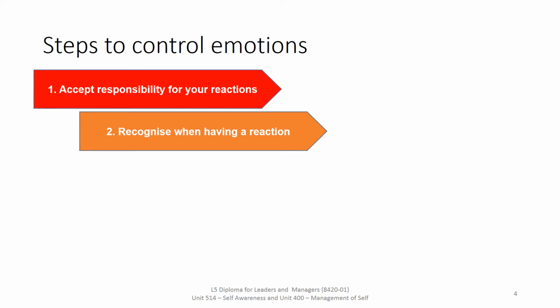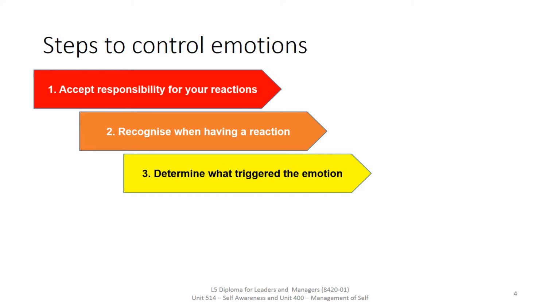And the third step, very important, is when we're determining what triggered that emotion. The sooner we recognise that we're having that emotion in step 2, the quicker we can identify if it is going to be a problem. So is it going to cause an underperformance in us? Are we going to get stressed, frustrated, or is it going to cause an impact on negative reaction on others?